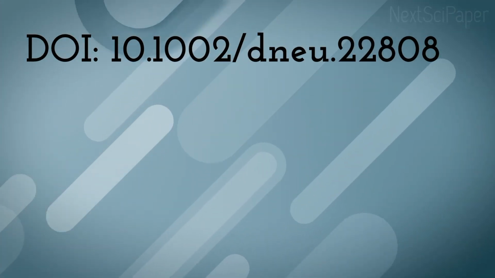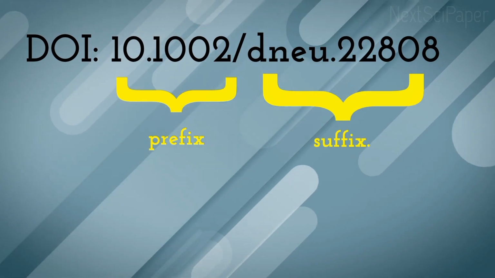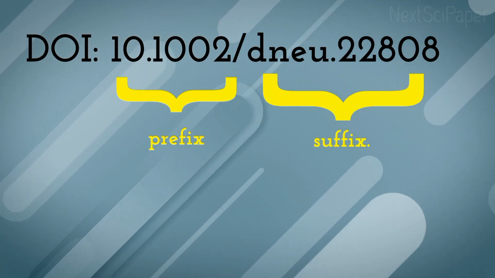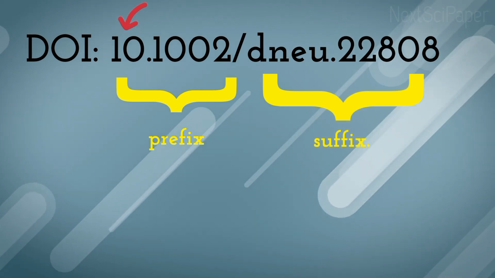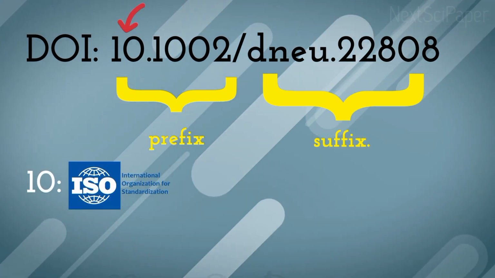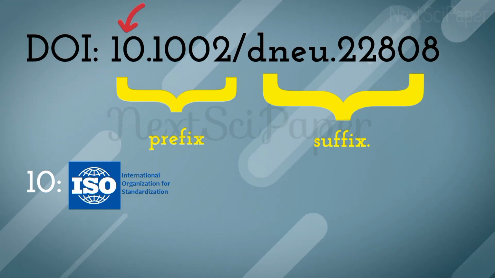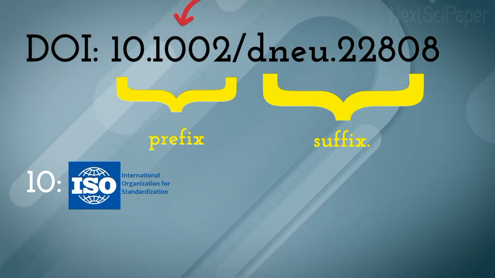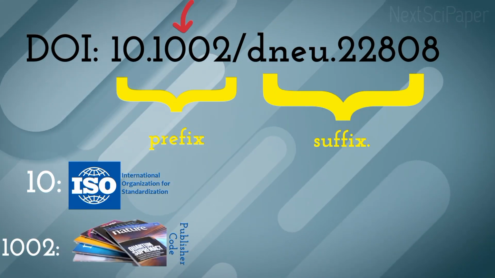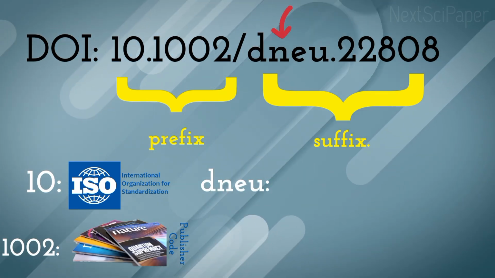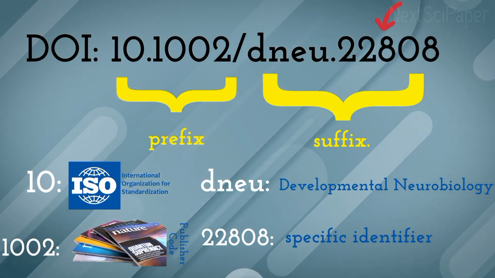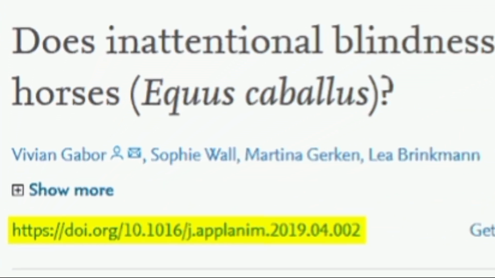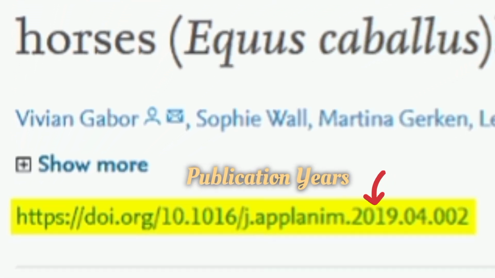A DOI has two parts: a prefix and a suffix. The prefix usually begins with the number 10, assigned by the International Organization for Standardization, ISO. This indicates that the identifier follows a global standard. After the 10, you'll see another number, which represents the publisher code. Then you'll see a short abbreviation of the journal's name, followed by another number that serves as the specific identifier for that particular article. In some cases, the publication year is also included at the end.